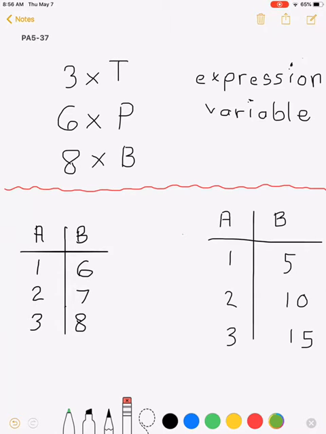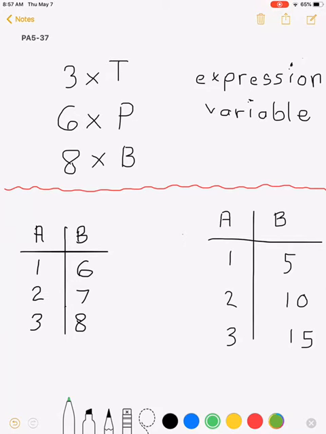Hello grade 5, this lesson will go with PA5-37 in your Jump Math. This lesson talks about variables and expressions to represent equations. So at some point along the way, instead of using symbols like triangles or squares or any other kind of picture to represent an unknown, mathematicians came up with using letters to represent unknowns within equations.